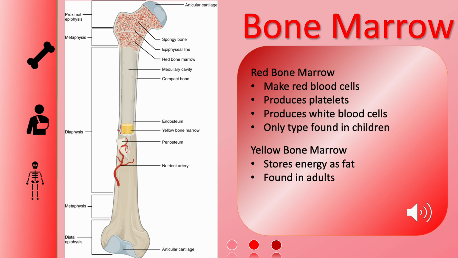Additionally, red bone marrow produces white blood cells, which help fight off bacteria and viruses. The red bone marrow is the only marrow that is found in children. The yellow bone marrow stores energy as fat, and it is found in adults.